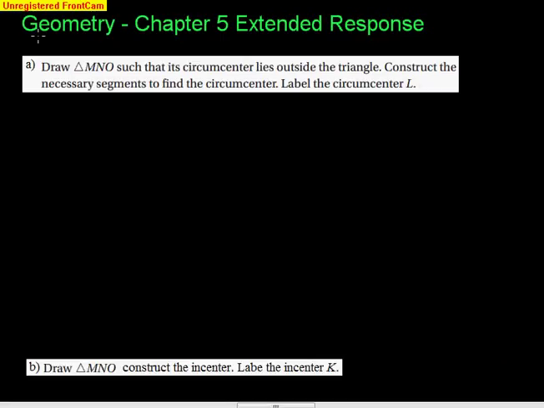So this is for my geometry classes. We have a summative assessment on Thursday or Friday covering Chapter 5. And these two problems, these extended response questions, are in regards to the constructions. If you haven't realized by now, you're going to do two constructions, one for the circumcenter and one for the incenter. So here are two problems that involve those.